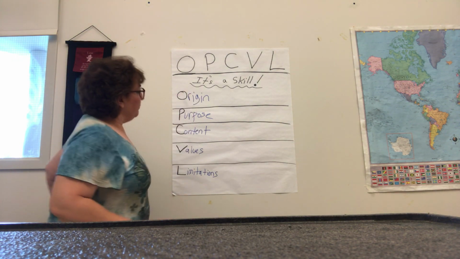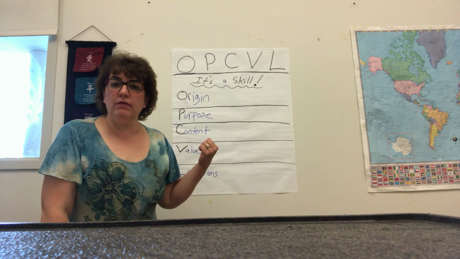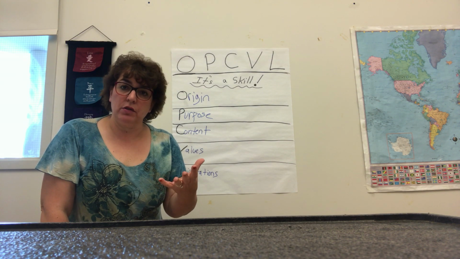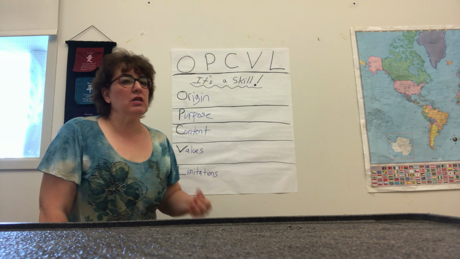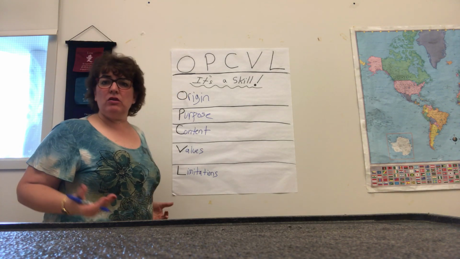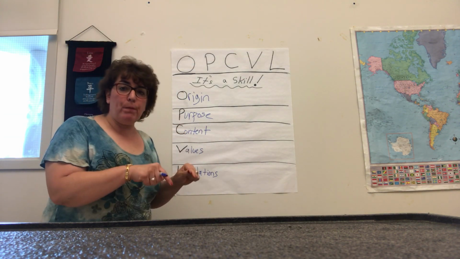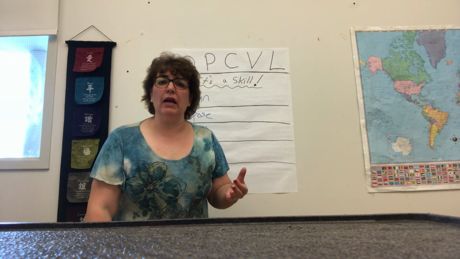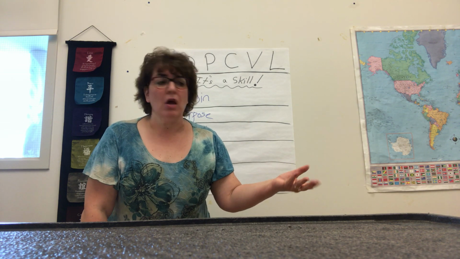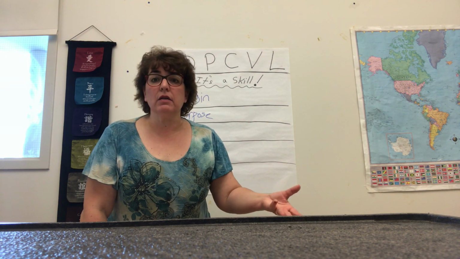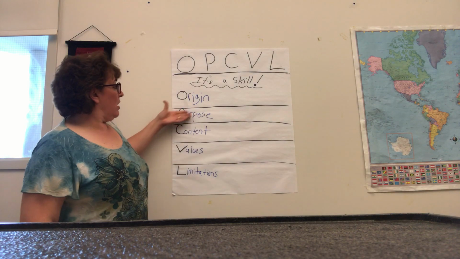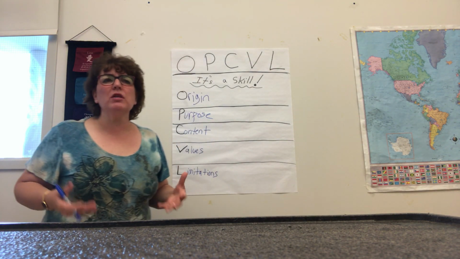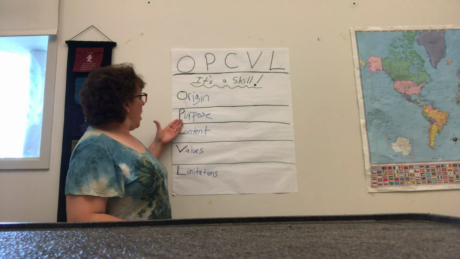All right, so what we're actually doing when we do the OPCVL skill is evaluating a source. So I look to the source and I find out, what's the origin of this source? Where is it from? What is the purpose of this source? If this is a cartoon, what was the cartoonist's intent? Why did he draw this cartoon? Why does he have the caption the way it is? What's his purpose? If this is a speech by a president, an inaugural address or some other kind of speech, what was the purpose of giving it?